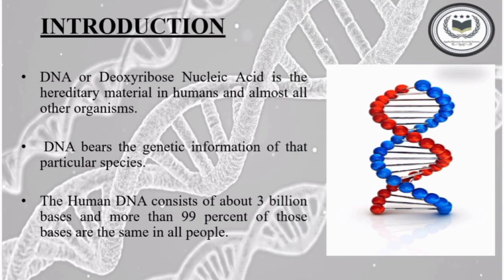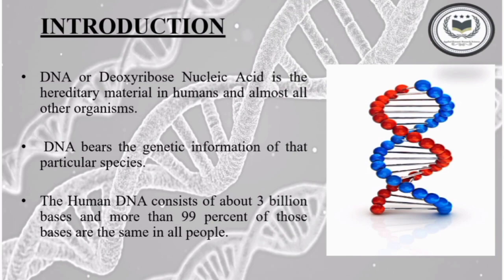To begin, first of all, let's discuss the introduction of double helix structure of DNA. When we are talking about the double helix structure of DNA, what comes to mind first is DNA, that is deoxyribose nucleic acid, which is the hereditary material in humans and almost all other organisms, in which all the genetic information is carried from one generation to another generation of that specific species. And the human DNA consists of about 3 billion bases, and more than 99% of those bases are the same in all people.